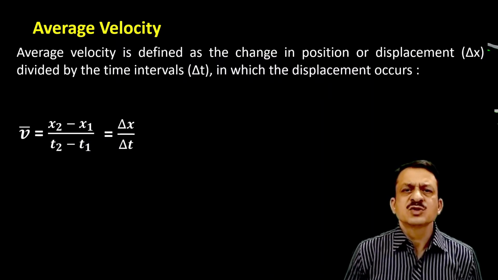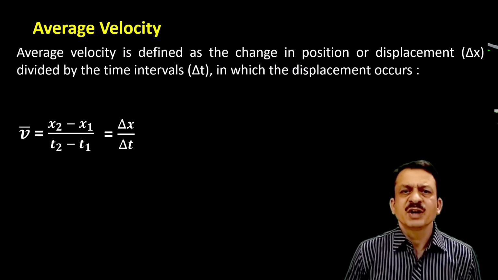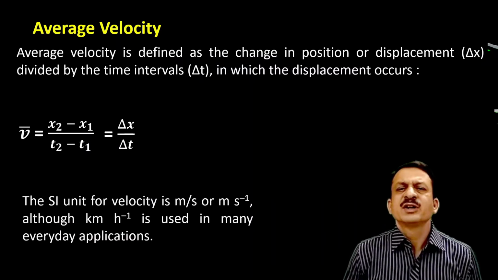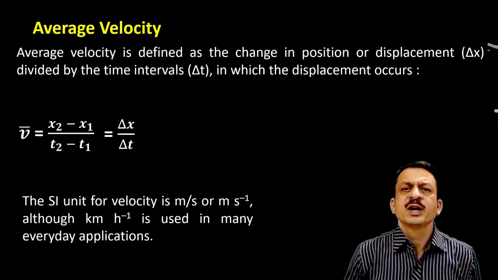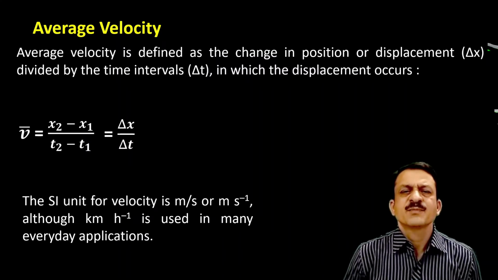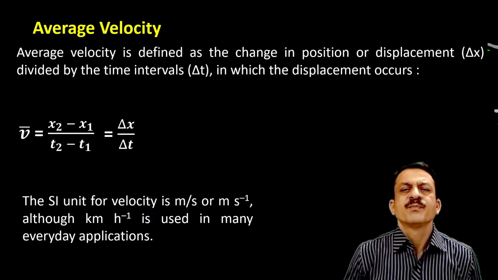In other words, we can also define that the rate of change of displacement is also called velocity. The rate of change of displacement is also called velocity. Then from this expression, what is the SI unit of velocity? In the numerator, we have the displacement, it is measured in meter. In the denominator, we have time, it is measured in seconds. Therefore, meter per second is the SI unit of velocity, average velocity.